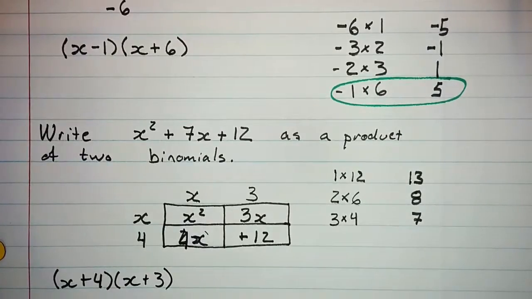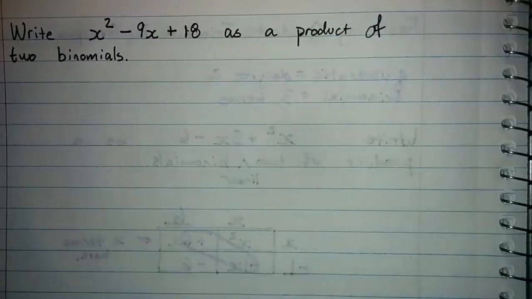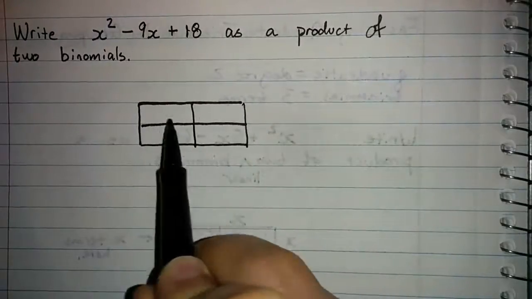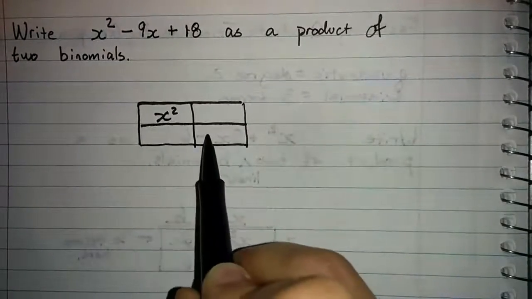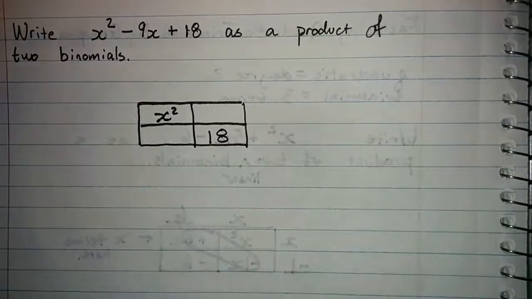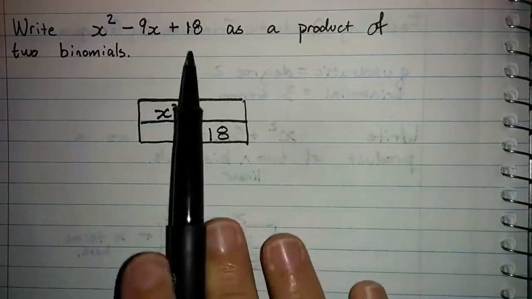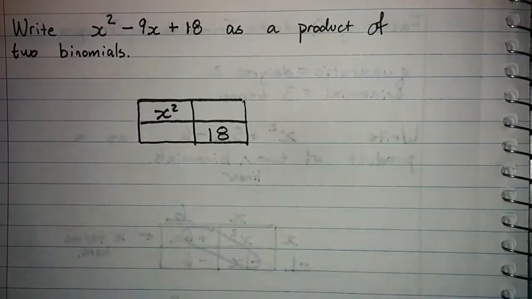All right, I'm going to give you one of these to try. Write x squared minus 9x plus 18 as a product of two binomials. Pause the video and try this now. All right, so we're going to have our x squared here and our positive 18 down here.